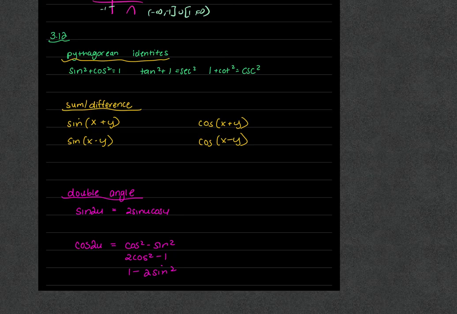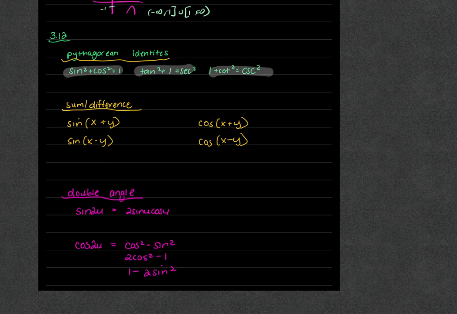Okay. This is 312. So 312 is your Pythagorean identities. Again, please, for the love of God, memorize these. If you're trying to derive them, you're wasting your time. And then your sum and difference.